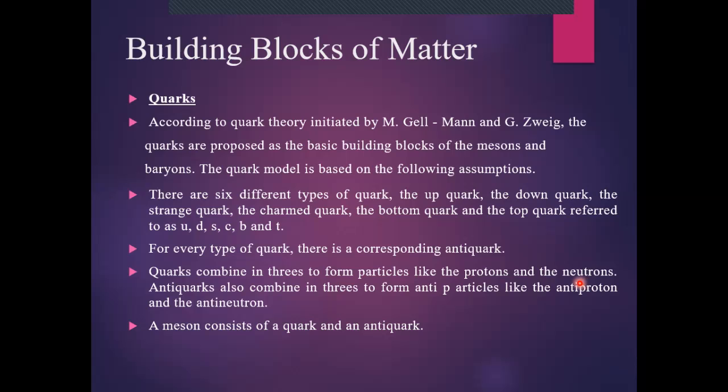So it means that the baryons are composed of three quarks or antiquarks. Antiquarks also combine in threes to form antiparticles like antiproton and antineutron. Whereas a meson consists of a quark and an antiquark. Or in a simple way, we can say that baryons are the particles which are composed of three quarks or antiquarks, whereas the mesons are composed of a quark and an antiquark.